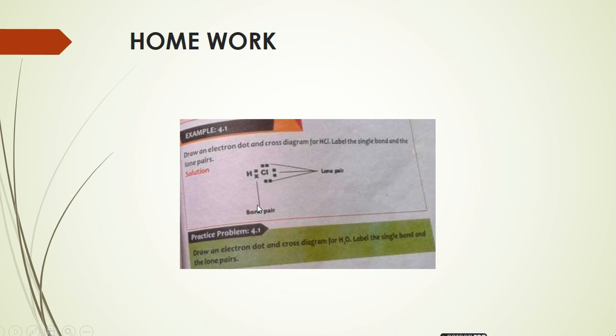So you have to do the same thing and you have to practice problem 4.1. Draw an electron dot and cross diagram for water. Label the single bond and the lone pairs. Is it clear? You have to know about the atomic number of oxygen. Then you have to make dots, and also for hydrogen by making crosses, and then you have to show the bonded electrons and the lone pairs.